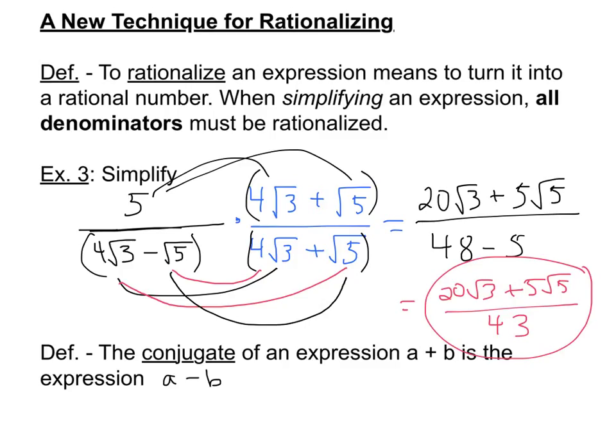You can show out the full FOIL method if you need to. My point is you don't need to worry about the middle term or the O and the I of the FOIL method, since whenever you're using the conjugate, they're simply going to cancel out.